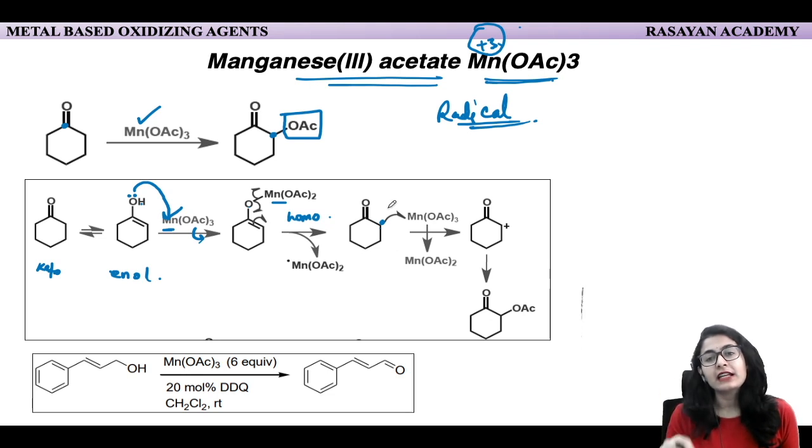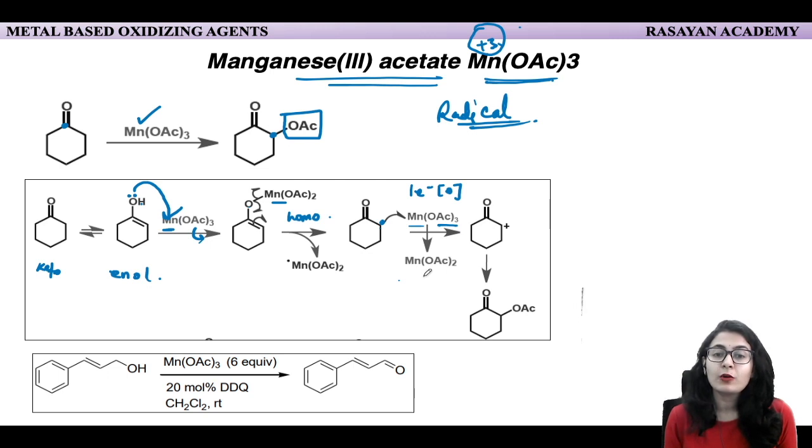That radical is now going to undergo this one electron oxidation. If you realize, ये देखो क्या किया, ये जो एक radical है या एक electron है, what happens to that? That electron is being taken away by manganese acetate to become Mn(OAc)2 and OAc minus. एक OAc minus कैसे बना?